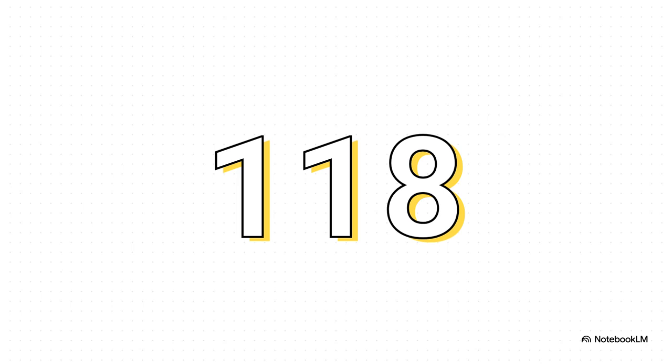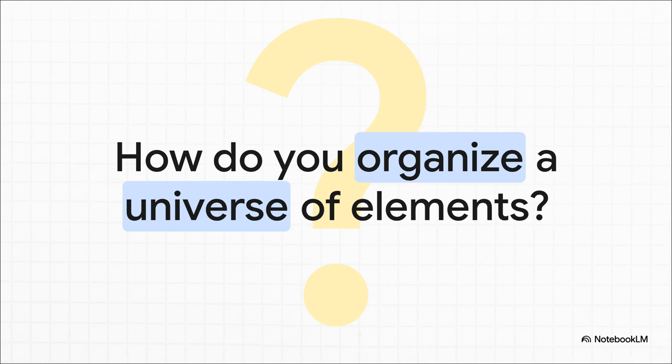The problem becomes kind of obvious. How in the world do you manage this explosion of information? A simple list just isn't going to cut it anymore. I mean, this was the fundamental challenge. This is so much bigger than just making a tidy chart. It's about finding the underlying logic of matter itself. And this very question kicked off a quest for order that would completely change chemistry forever.